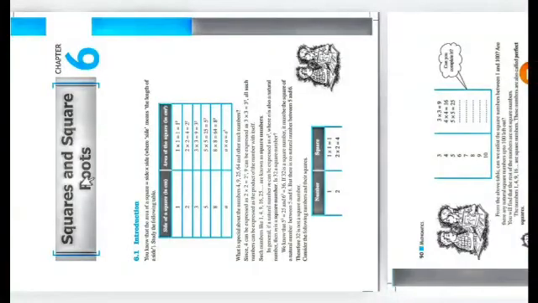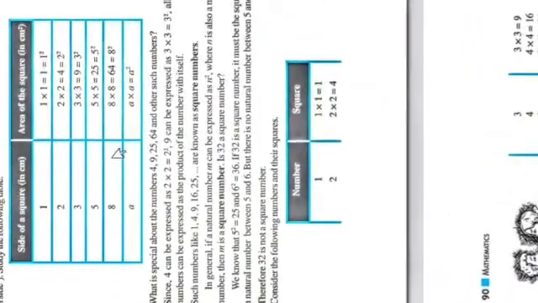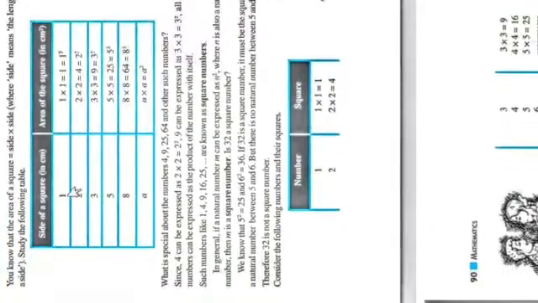Today let us start with chapter number 6, Squares and Square Roots. Now, we have studied about squares last year. So, you know that the area of a square is equal to side into side. A square has 4 equal sides, and the area of a square will be equal to side into side, where side means the length of a side.